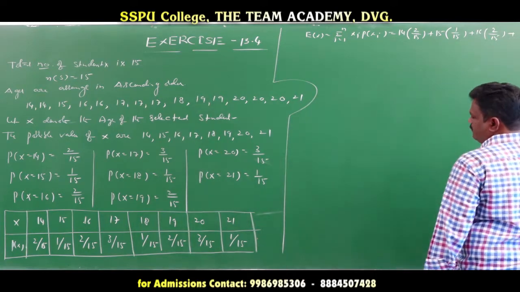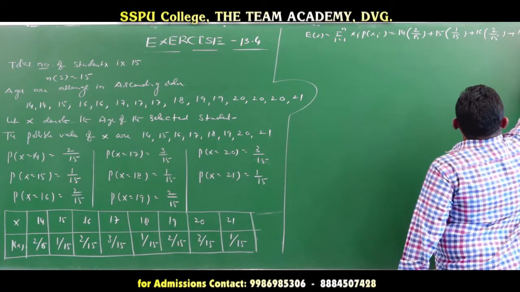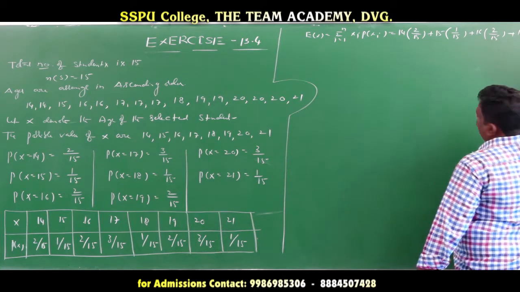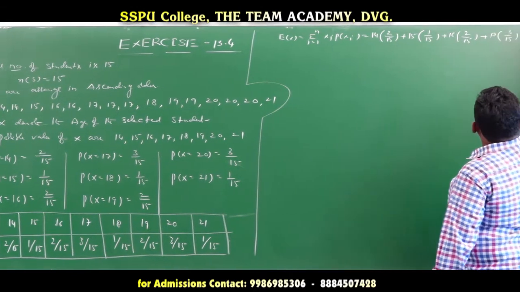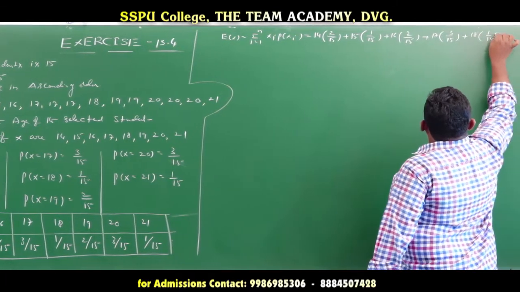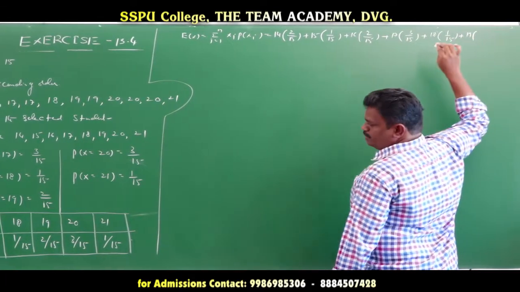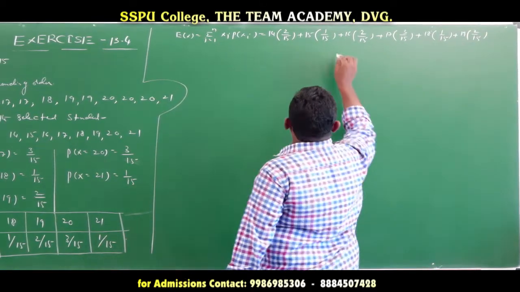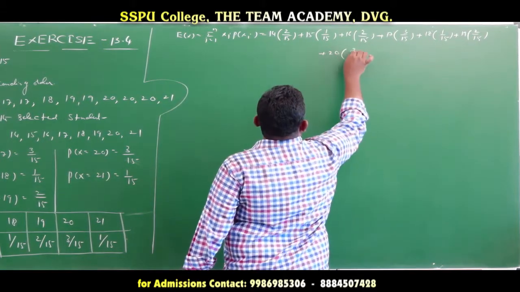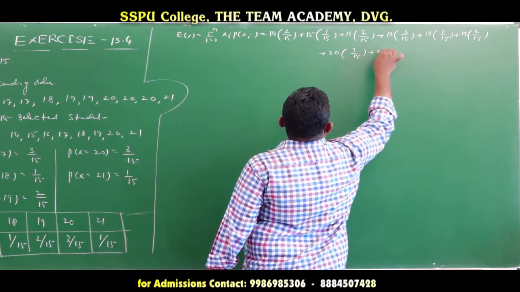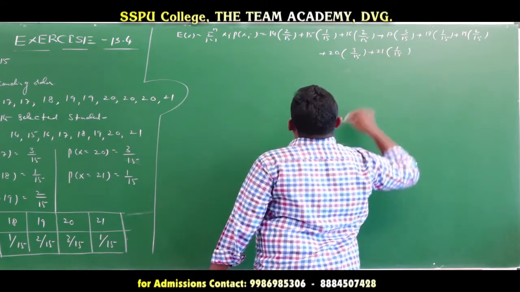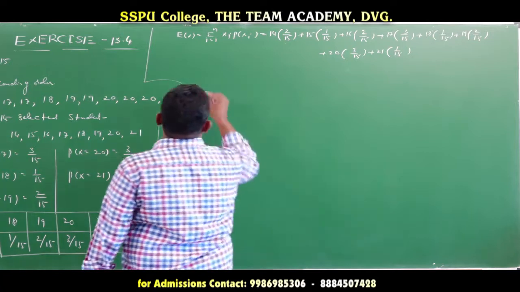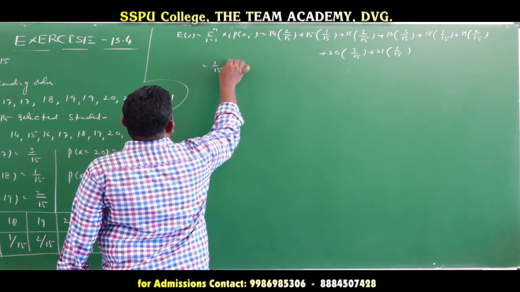Okay, next: 17 into 3 by 15 plus 18 into 1 by 15 plus 19 into 2 by 15 plus 20 into 3 by 15 plus 21 into 1 by 15. Now if you want to find out this value, that is equal to this value, 1 by 15.